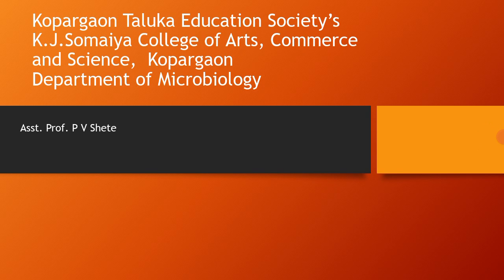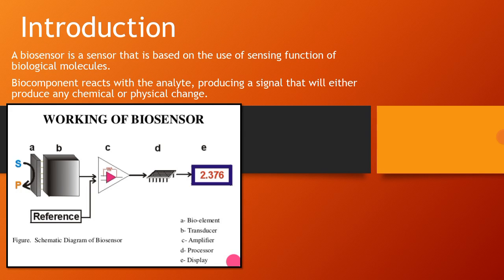In this online lecture, we will study about the biosensors. In the last lecture, we saw the biochips. In this lecture, we will see about the biosensors. So, biosensor basically, the name says, the biological sensor. So, it is a type of sensor that is based on the use of sensing functions of the biological molecule, and that's why that is called as the biosensors.